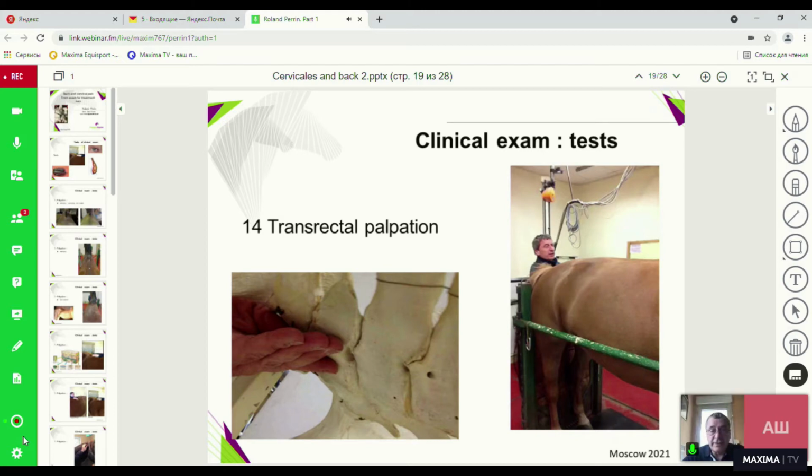So you can see, on the left picture you have a hole, you can see the hole, so you can see the emergence of the nerves. So if you have very painful nerves, you can palpate that. And when the horse has a positive test, he normally makes some sound like something like this.